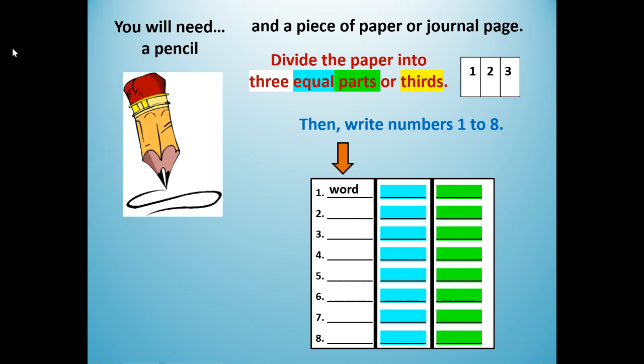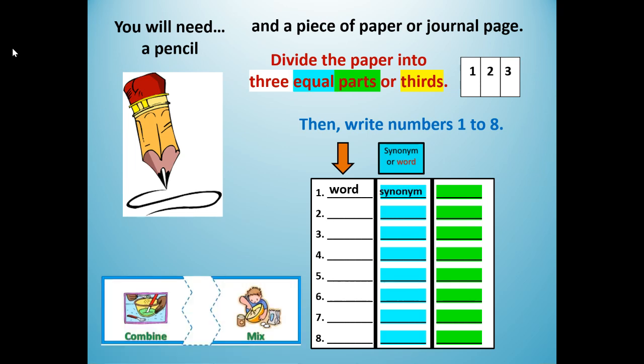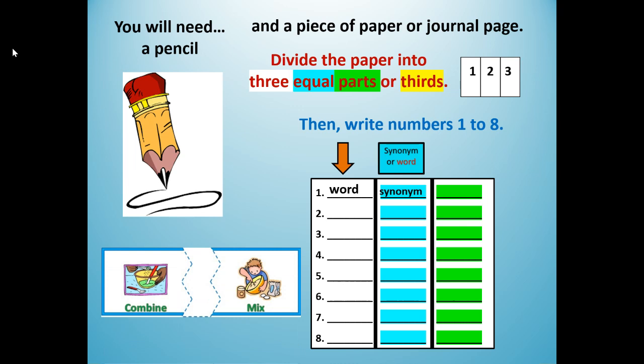So after you write all of your words, 1 through 8, in the second column, you can write a synonym. And what is a synonym? A synonym is a word that means the same or is similar in meaning, just like combine is a synonym for mix. Mix and combine mean basically the same thing. They're synonyms of each other.